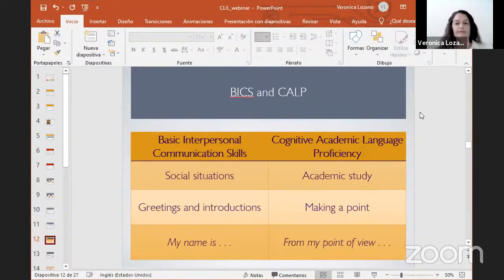So these are two other very important concepts for providing language support when we're teaching with CLIL. And these words here, BICS and CALP, here's what they stand for: basic interpersonal communication skills, and CALP, cognitive academic language proficiency.